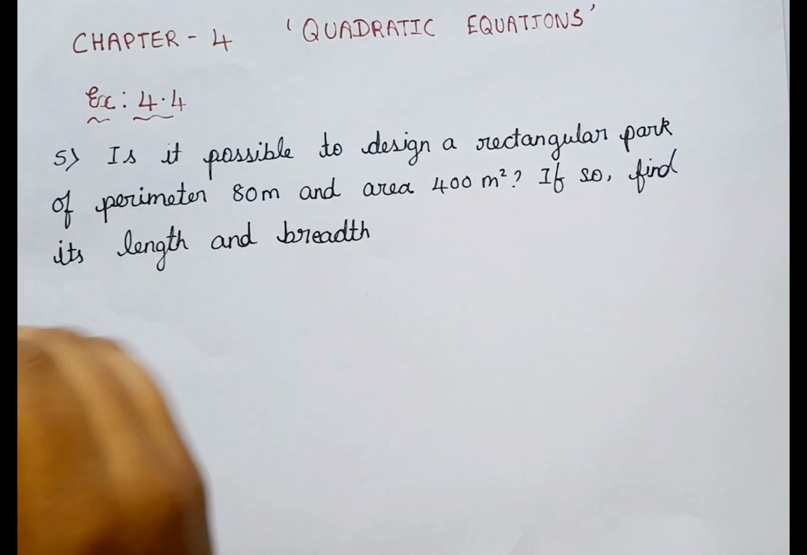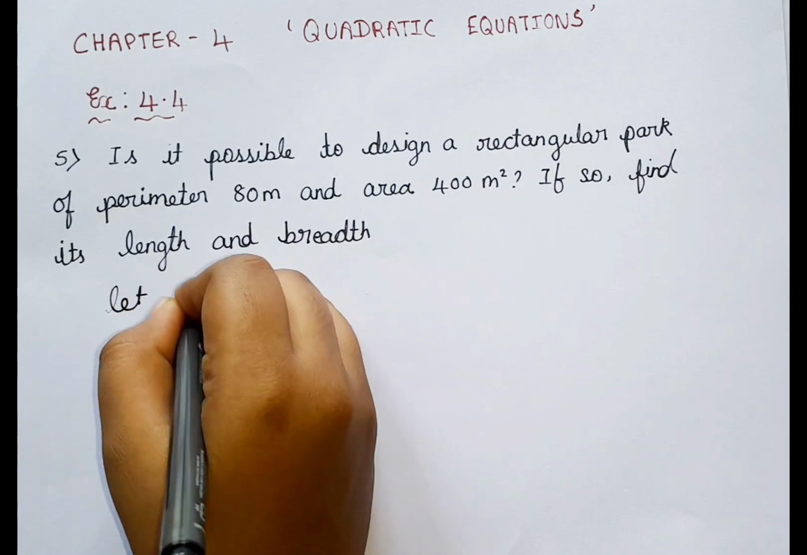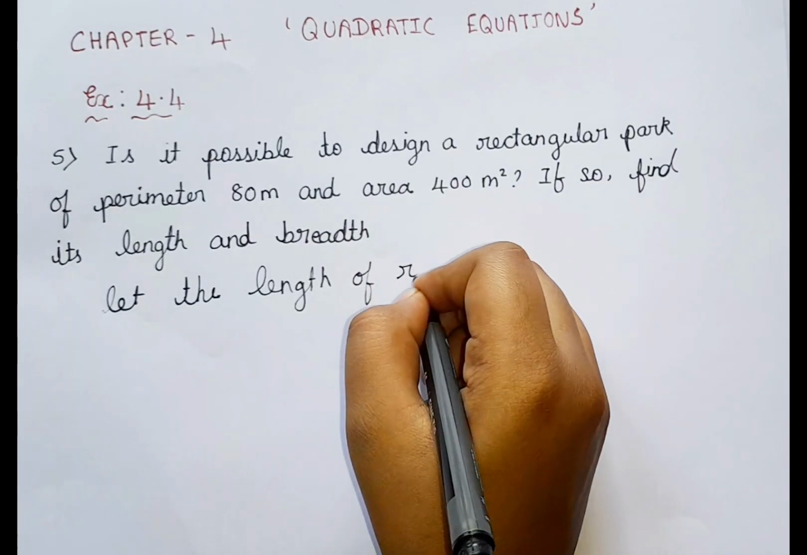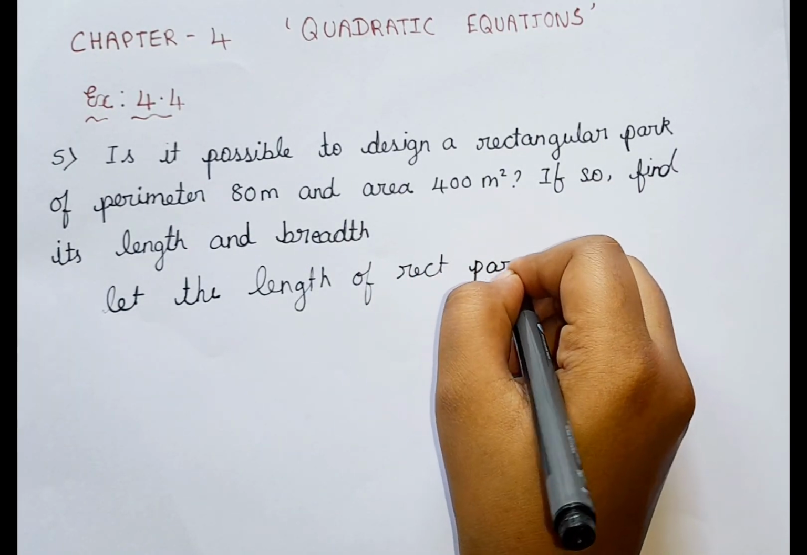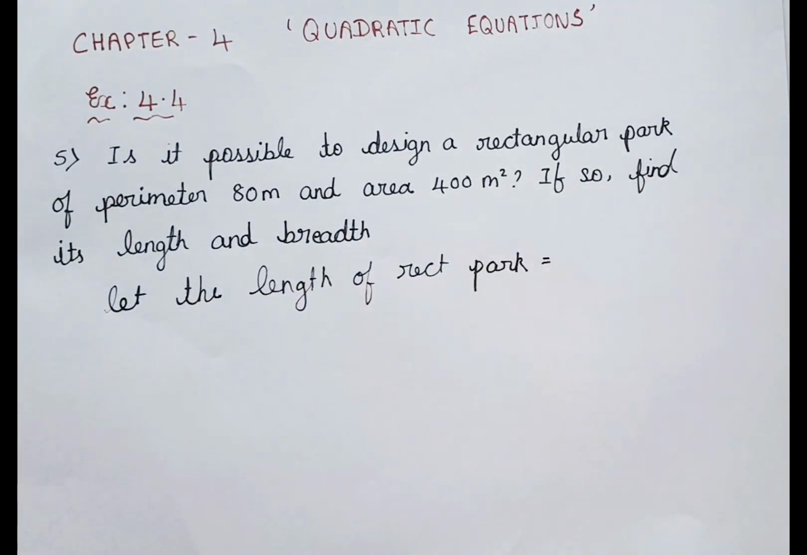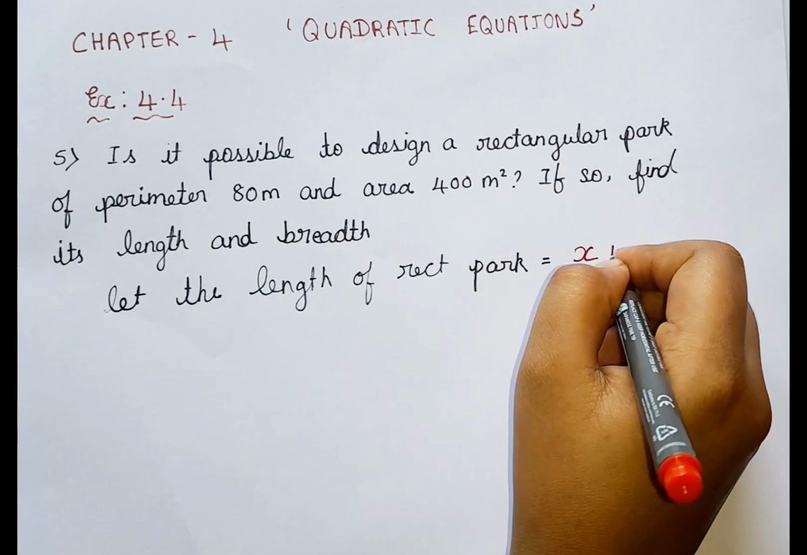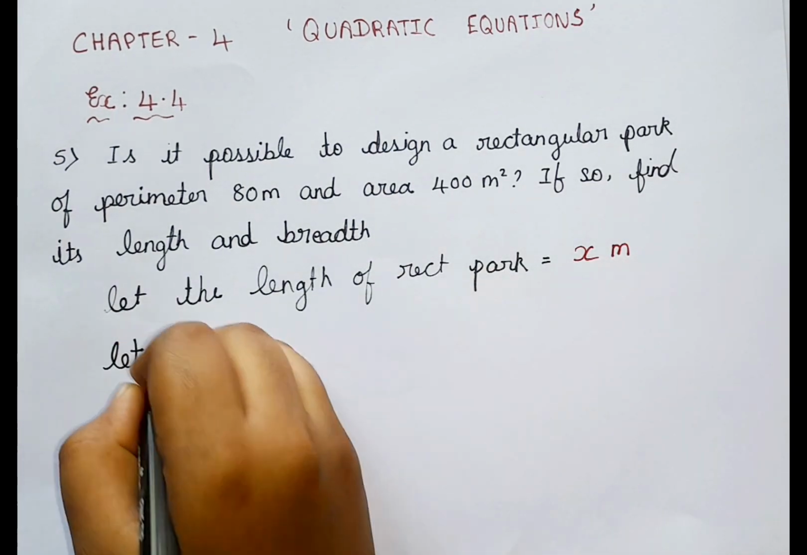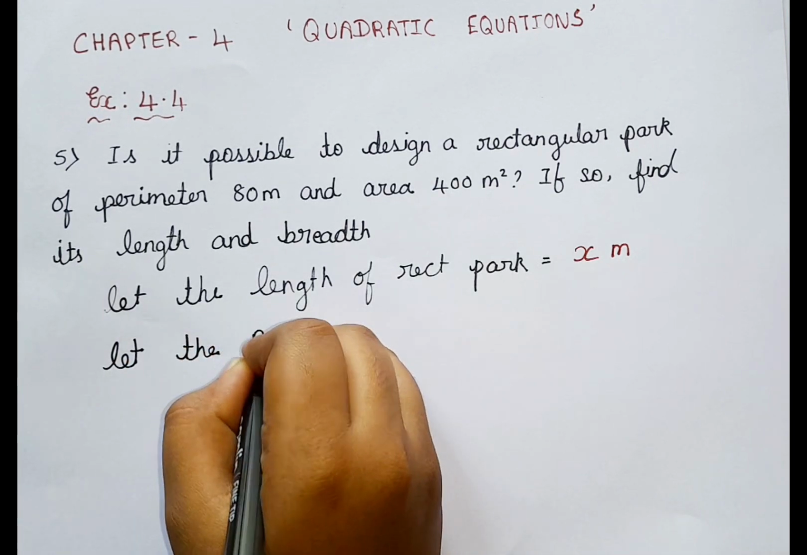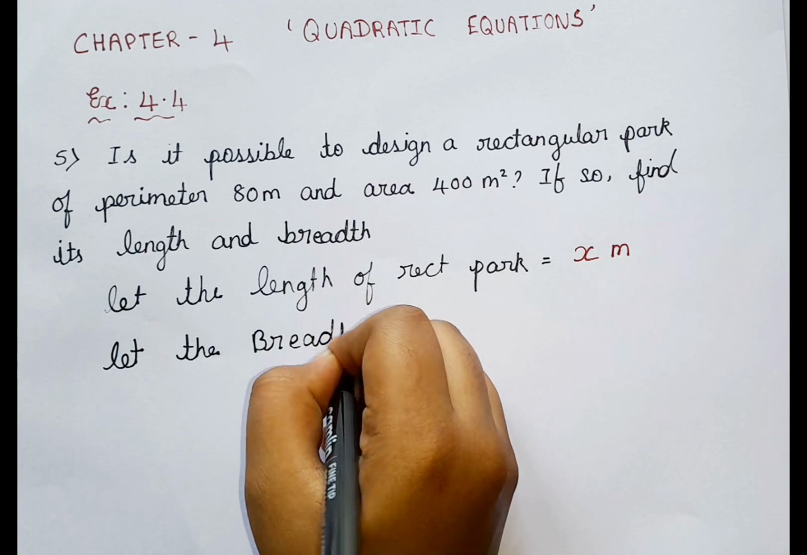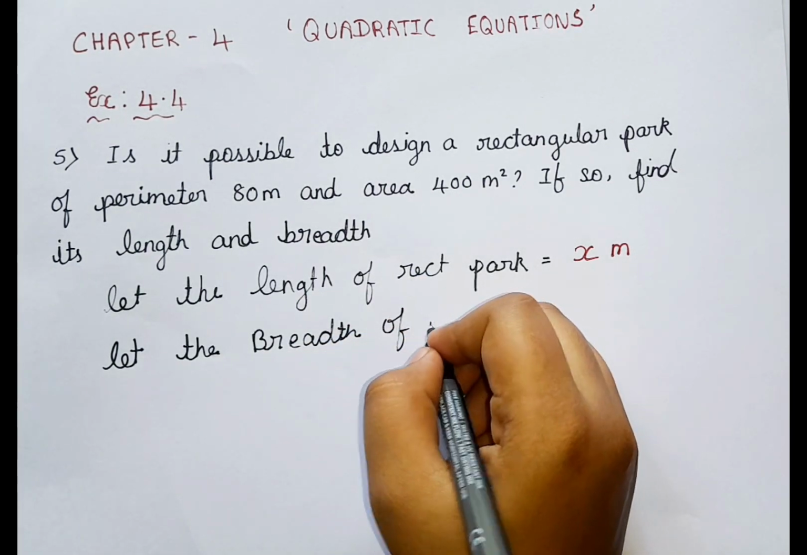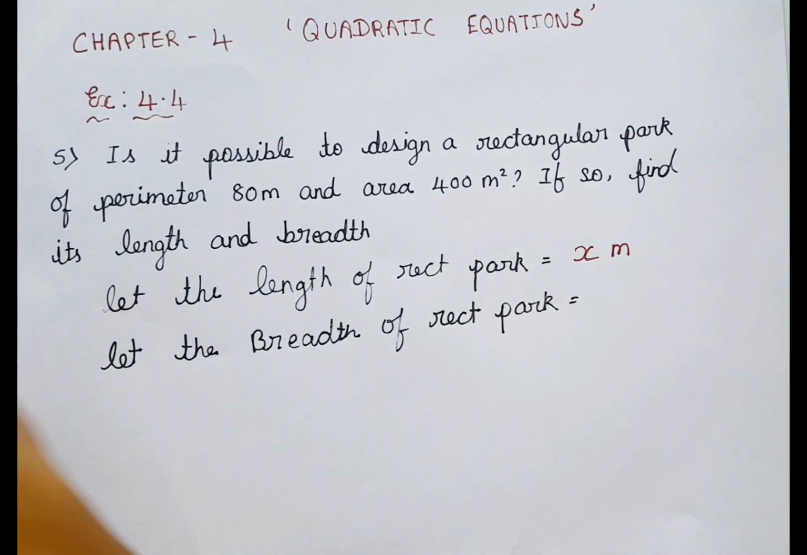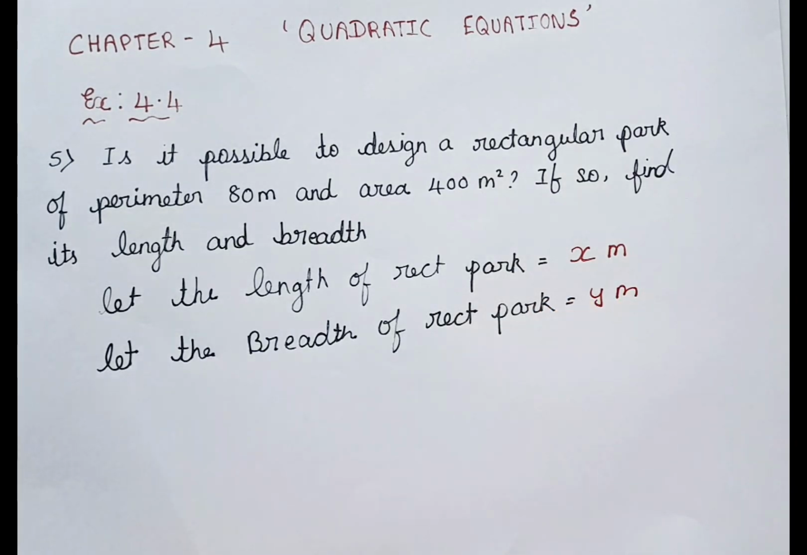Since we are supposed to find length and breadth, let the length of the rectangular park be x meter. Whenever we have a word problem like this, don't try to take it as x and y. And let the breadth of the rectangular park be y meter.